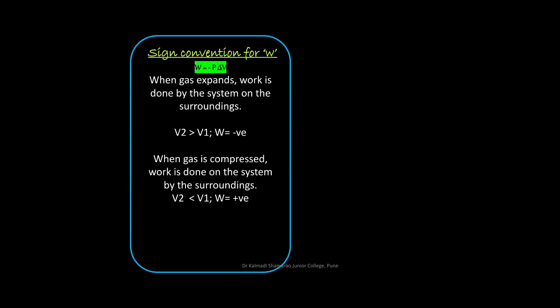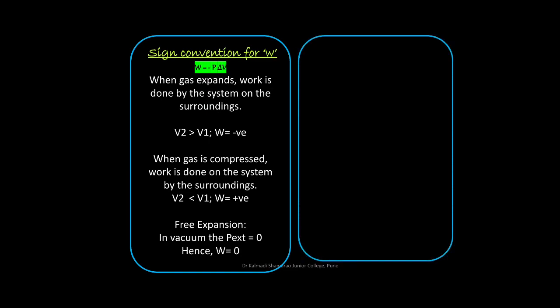If gas is compressed, work is done on the system by the surrounding. Here V1 is greater than V2 and hence when we substitute into the formula, we will be getting W as positive. Whenever there is a free expansion of a gas, that is in vacuum, P external is equal to 0 and hence W will be 0 over here.